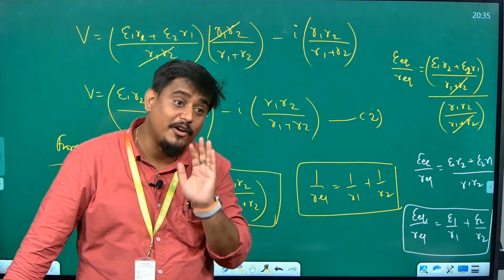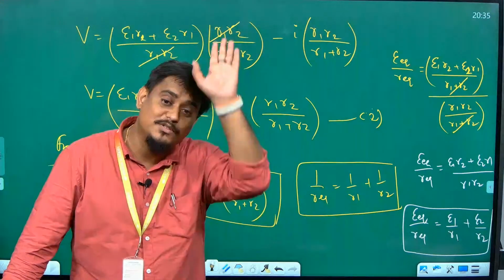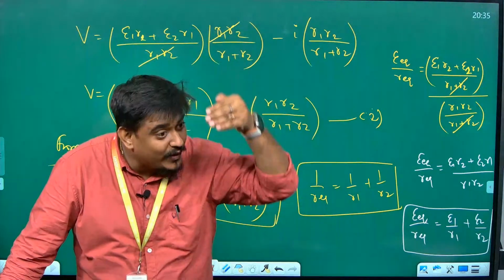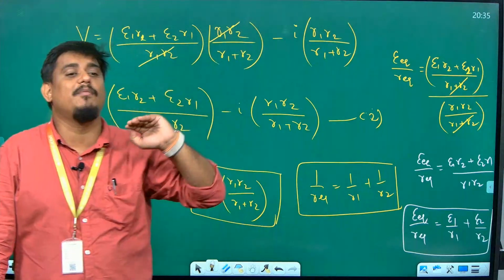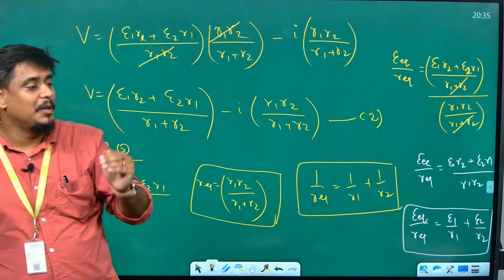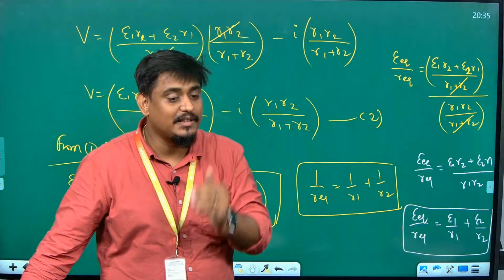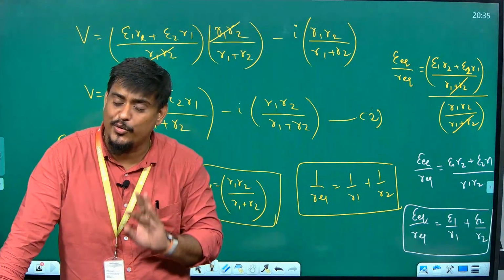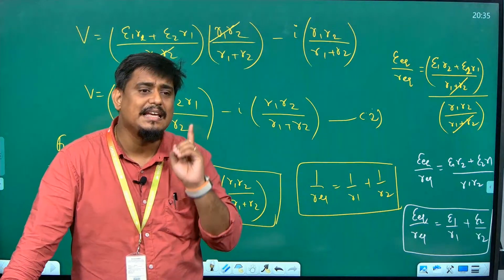But can we do E equivalent also the same way? No. We cannot use 1 by E equivalent is equal to 1 by E1 plus 1 by E2. E equivalent by R equivalent will become equal to E1 by R1 plus E2 by R2 plus E3 by R3, E4 by R4, E5 by R5, and then only you can find the value of E equivalent.